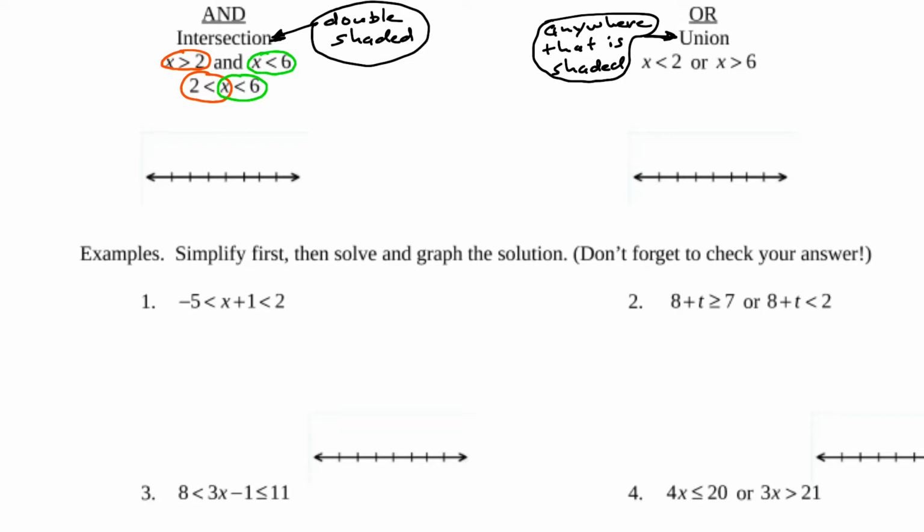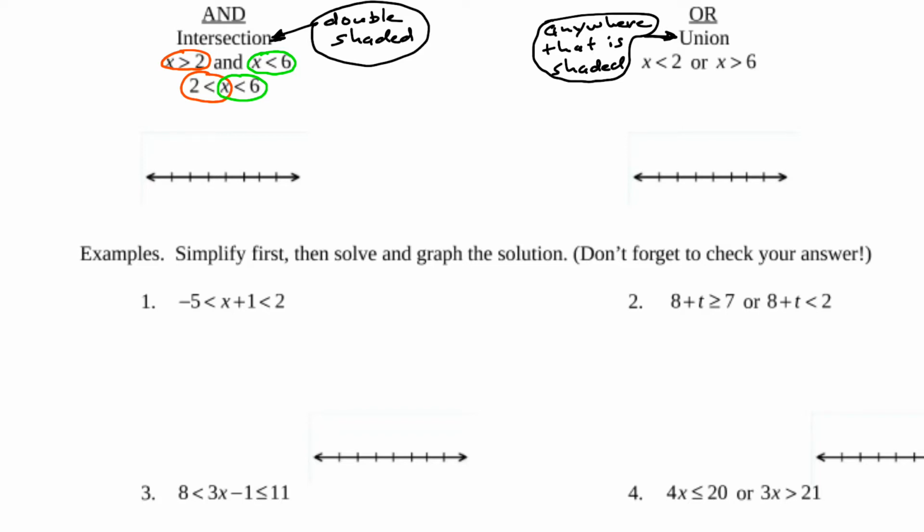All right, so when you see this statement, 2 is less than x is less than 6, it's really a compound inequality that's connected by the word and. There's two inequalities there that are connected by the word and.